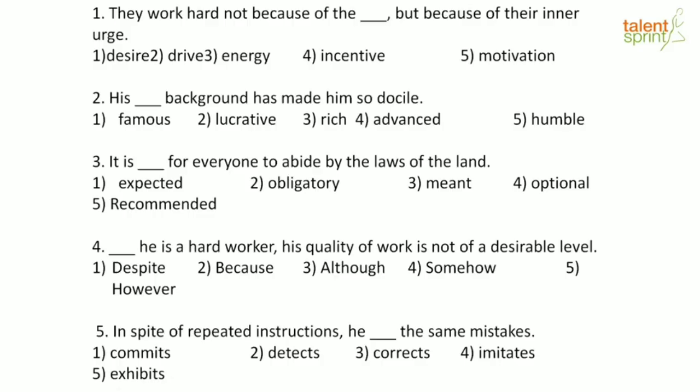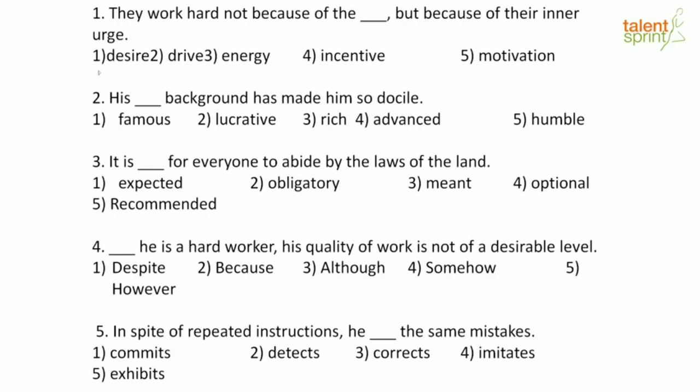So let's look at the first sentence that we have. This sentence has one blank. Reading: They work hard not because of the blank, but because of their inner urge. So I understand that in the context itself, there is a contrast, right? They work hard not because of there is something, but because of their inner urge. So let's look at our options.